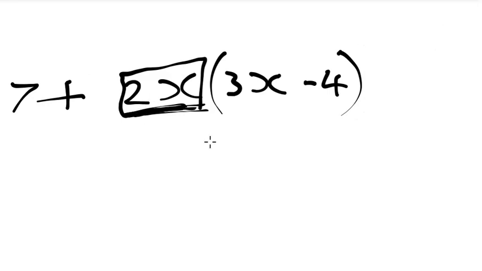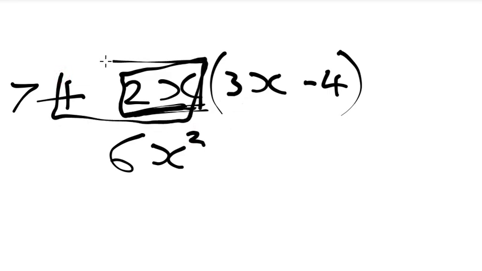Alright, so 2x times 3x, numbers first, 2 times 3, that's 6. X times x is x squared, so we've got 6x squared. The 2x and the 3x are both positive. That plus sign is telling us that the 2x is positive. If that wasn't there, we would assume it was positive anyway though, because no symbol means it's positive.